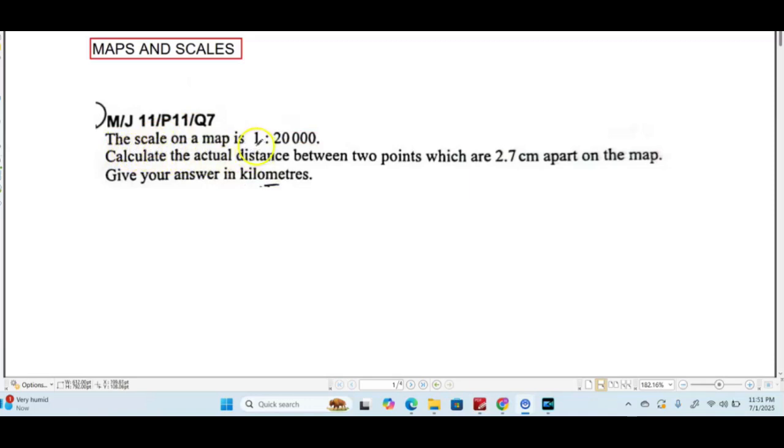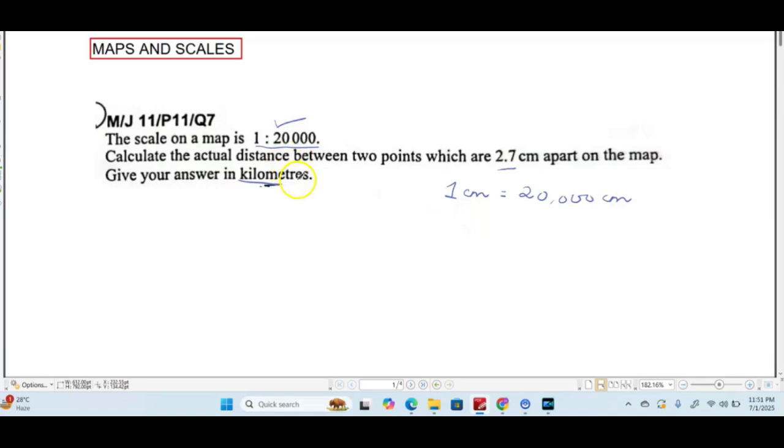The scale on a map is 1:20,000. Calculate the actual distance between 2 points which are 2.7 centimeters apart on the map. Give your answers in kilometers. First thing is first, we need to understand what this means. This means that on a map, 1 centimeter is equal to 20,000 centimeters in actuality.